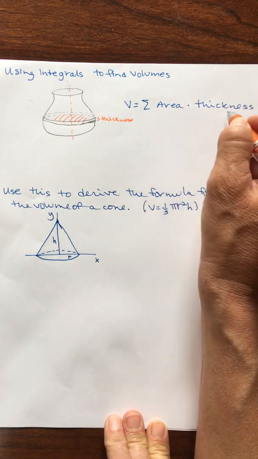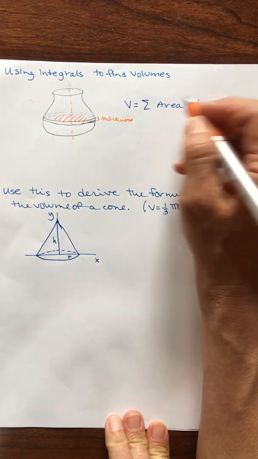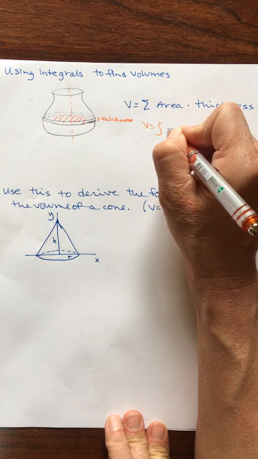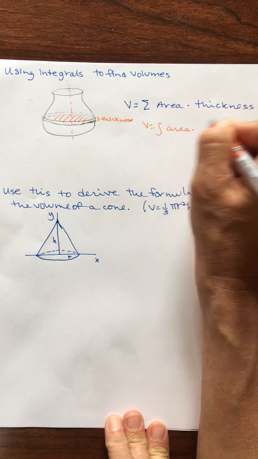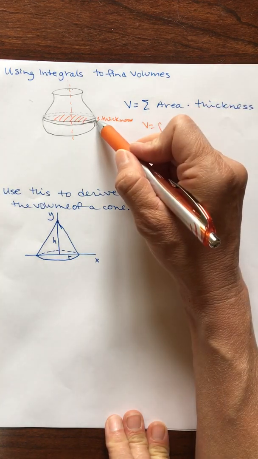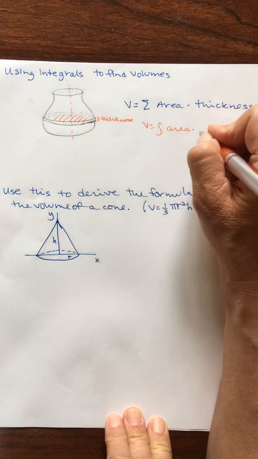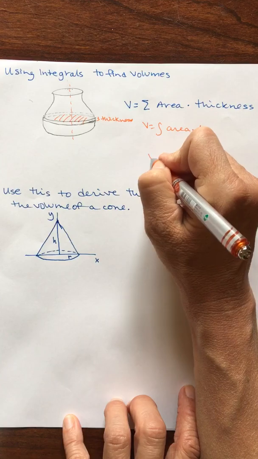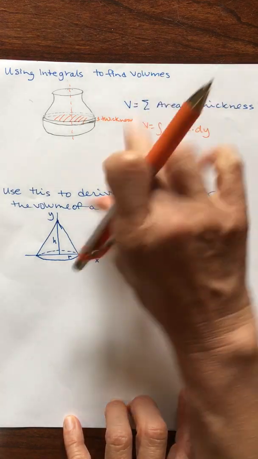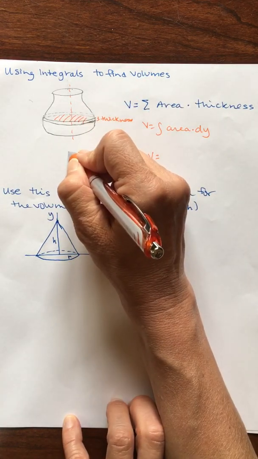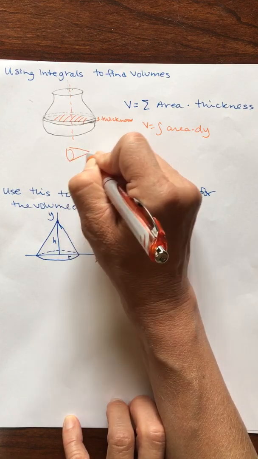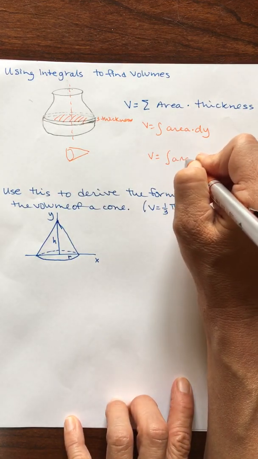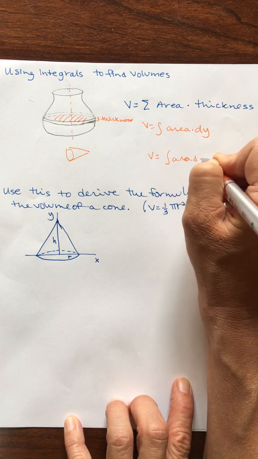So what we know from previous chapters in calculus is that we go from the sum of the area times the thickness to the integral of that cross-sectional area. And the thickness, the little delta y if it's oriented this way, becomes a dy. If we rotate this so that we have a shape oriented horizontally, then we would have an area dx.